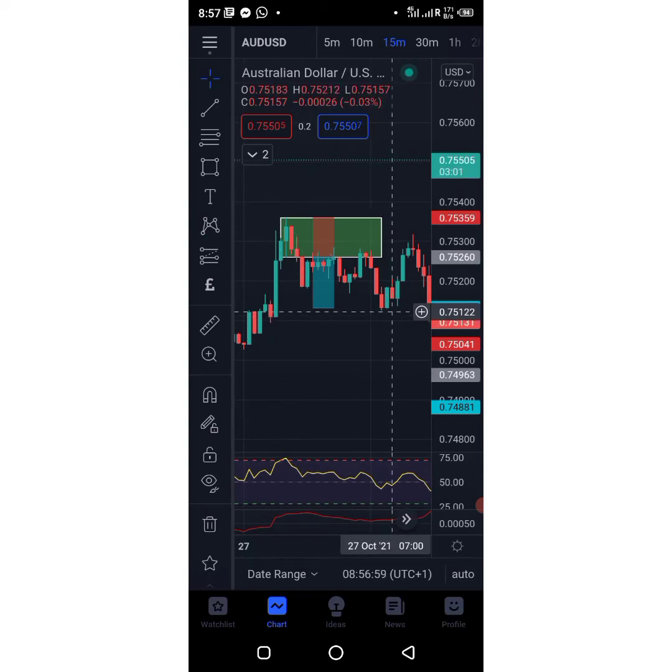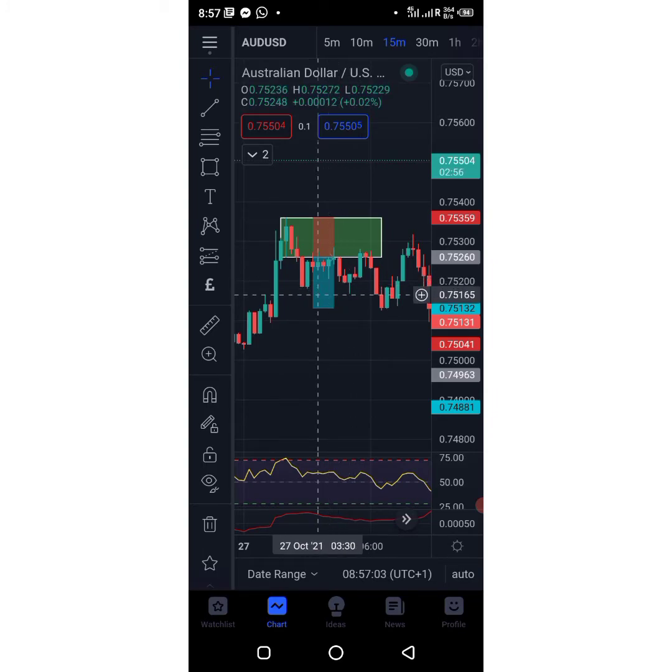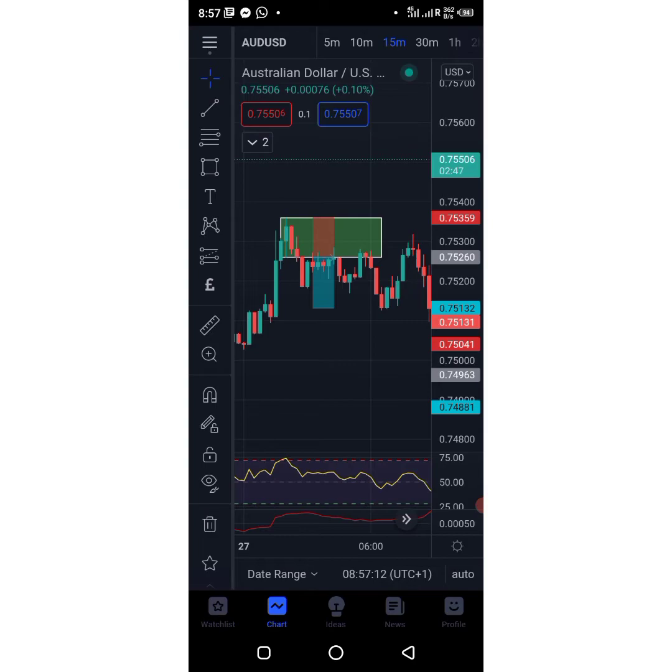Alright, so when we took this trade, I saw that there were some buyers. I saw this bullish candlestick, and I was like, man, this is reacting to this zone right here. So I was like, okay, let us close.